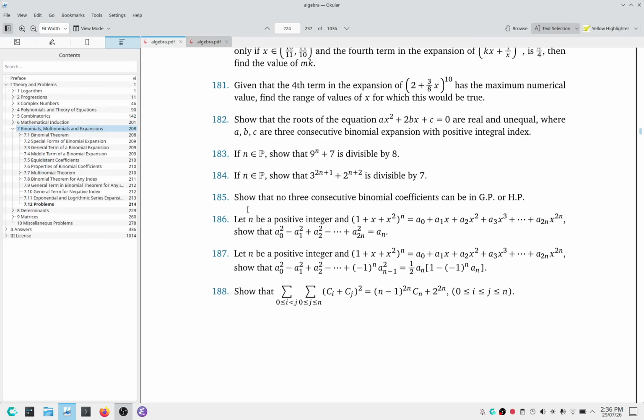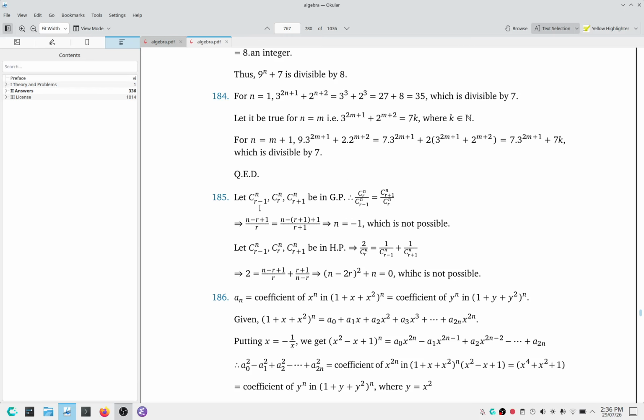Question 185 says that show that no 3 consecutive binomial coefficients can be in GP or HP. So we take 3 binomial coefficients, nCr-1, nCr, and nCr+1, and we let them be in GP. So nCr/nCr-1 is equal to nCr+1/nCr. And we solve it, we get n is equal to minus 1, which is not possible.